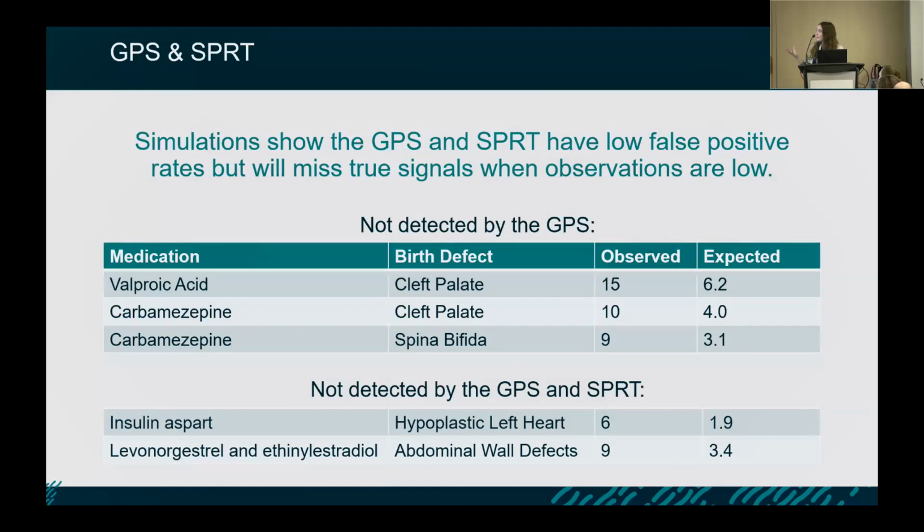It was not picked up by the GPS in this data. And likewise, at the bottom, we have insulin aspart with hypoplastic left heart and combined contraceptives with abdominal wall defects. These aren't necessarily causal associations, but they're documented associations that we would have potentially wanted to be picked up within this data set. And they were not detected by the GPS or the SPRT. They were detected by all of the other methods.